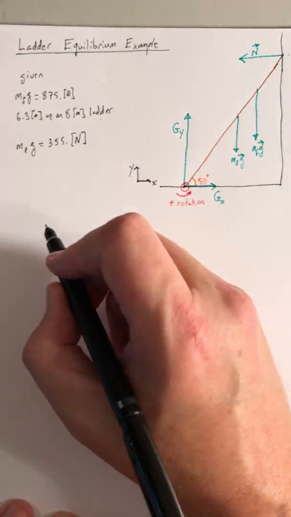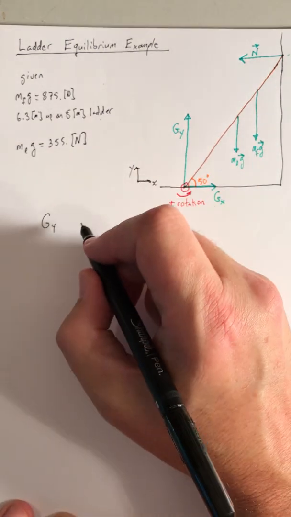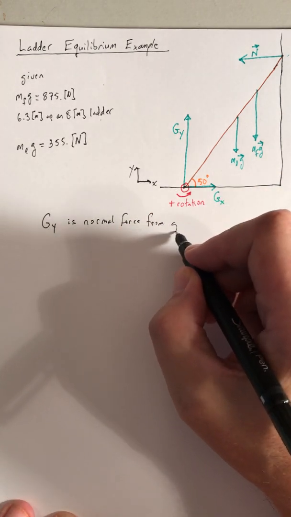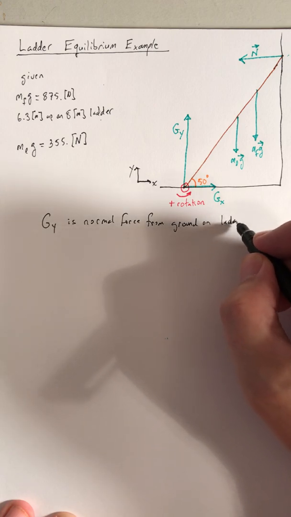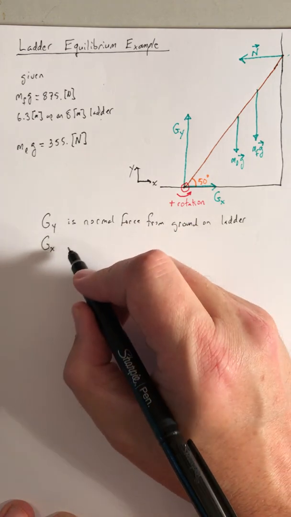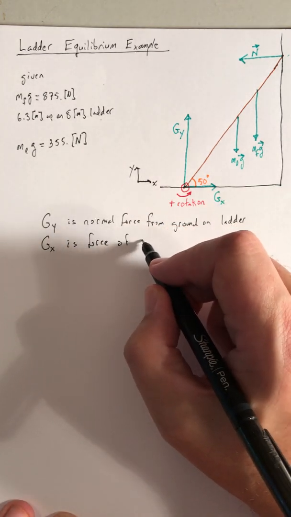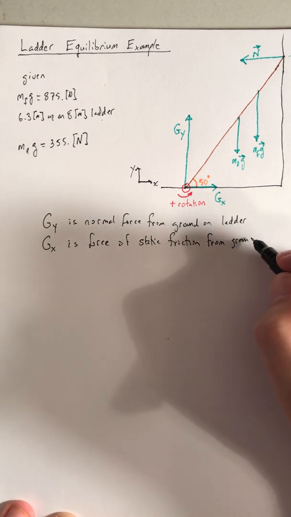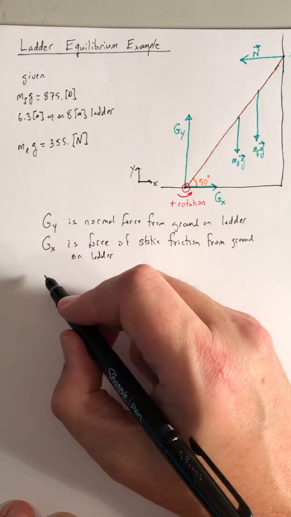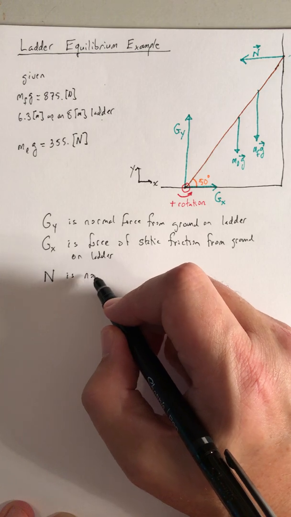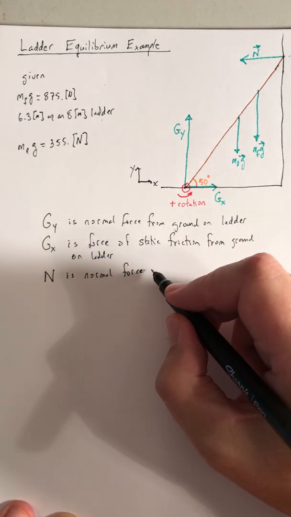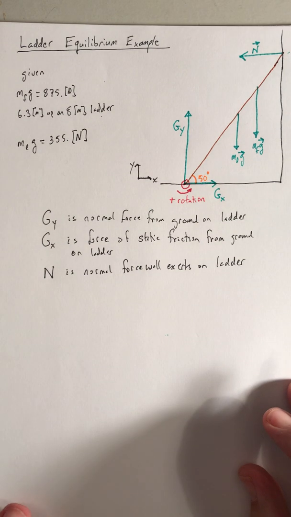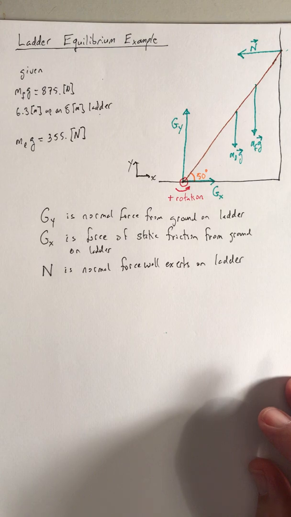All right, so just make a little notation. Gy is the normal force from ground on the ladder, Gx is the force of static friction from ground on the ladder, and N is the normal force the wall exerts on the ladder. Okay, so those are our three unknowns, and we know we have three equations available to us to solve this.